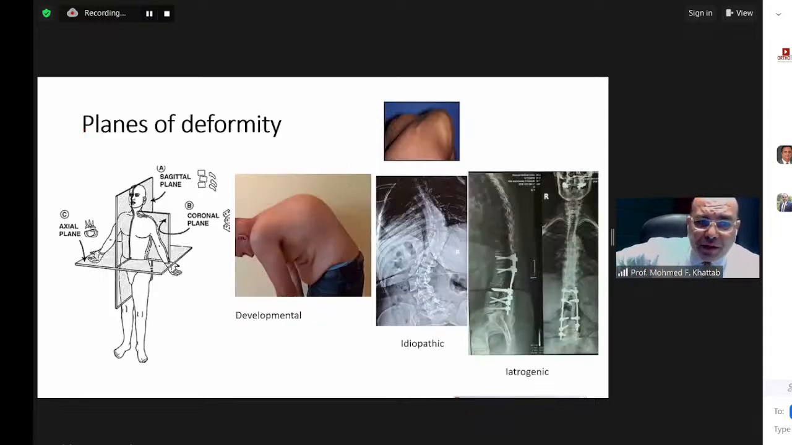Spine deformity may occur in either the axial, sagittal, or coronal plane. It may be due to developmental causes like Scheuermann kyphosis, or idiopathic causes like adolescent idiopathic scoliosis, or iatrogenic causes like post-laminectomy instability, post-laminectomy kyphosis, or iatrogenic flat back syndrome.